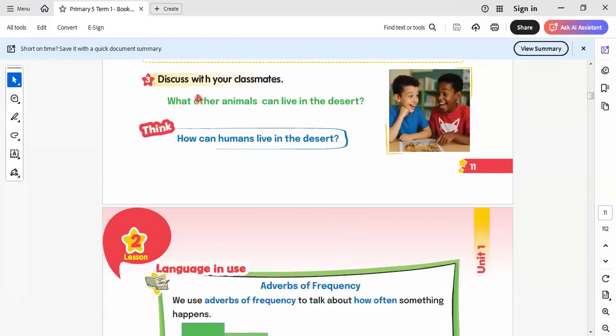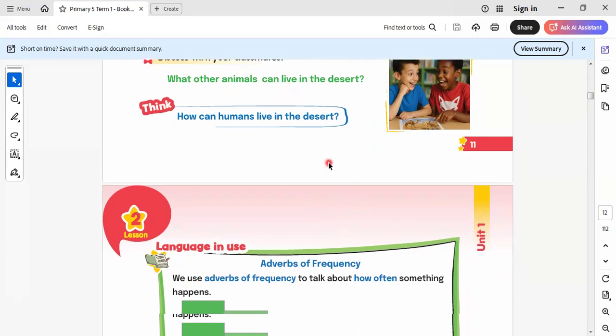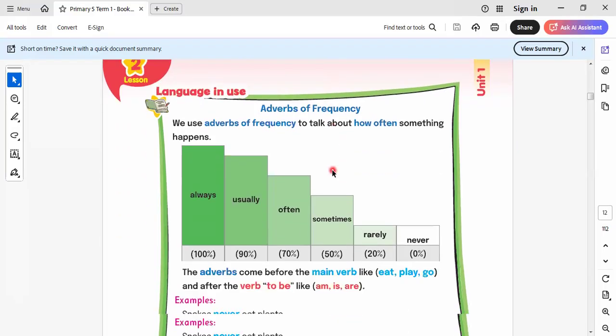Here we say, discuss with your classmates. Here is the question, and we make something like a project with your friends and classmates to answer this question. What other animals can live in the desert? So we can say fennec fox. I can say camels. I can say snakes. We have many animals that live in the desert.